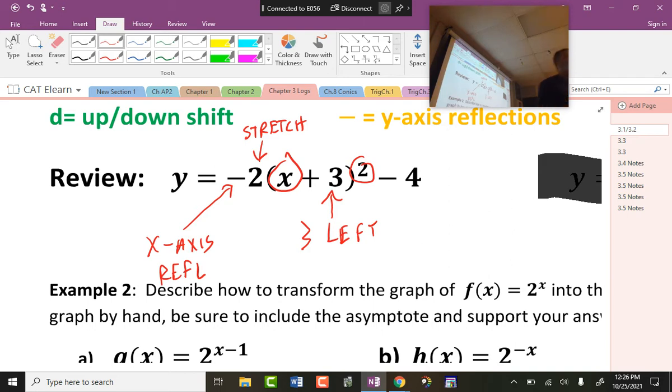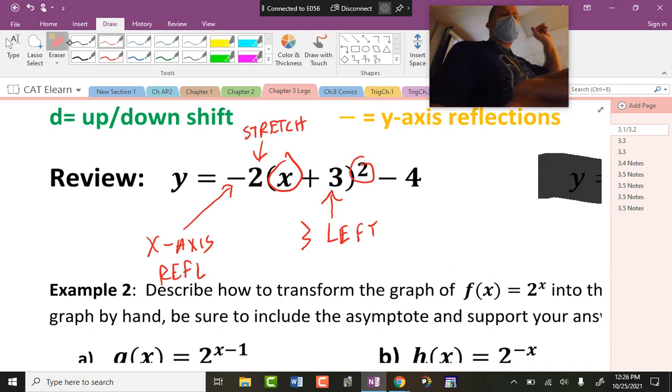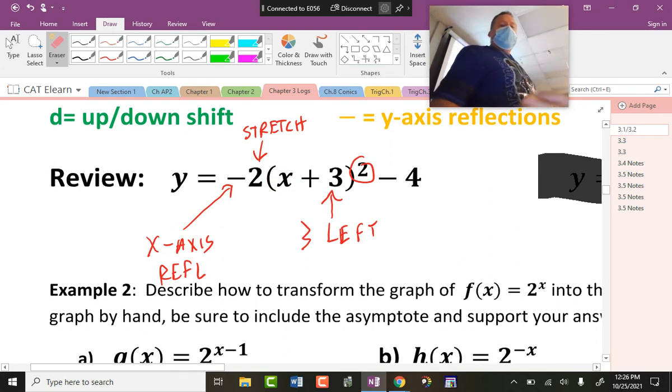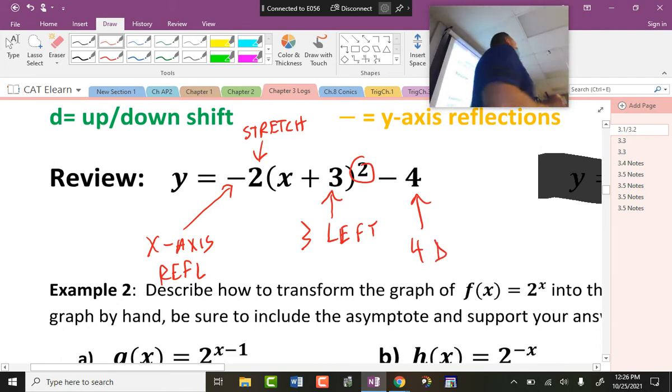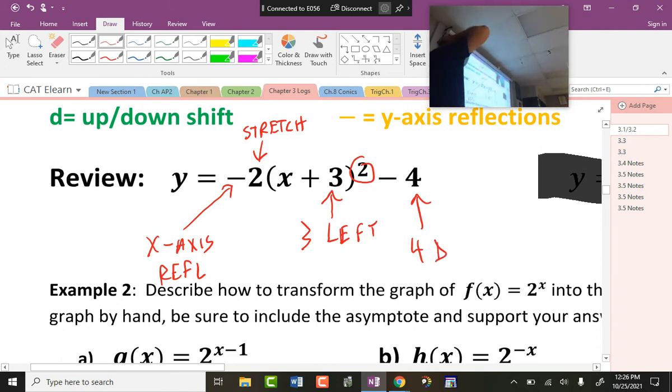All right, that's the way I approach those transformations, input, output. And then what's the -4 do? 4 which way? 3, 2, 1, go. Down. You better not get that one wrong. 4 down. So you've done this before. We've practiced this.